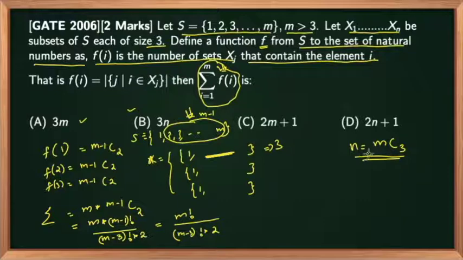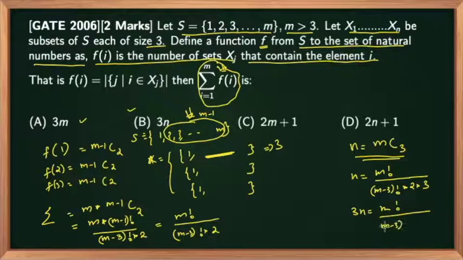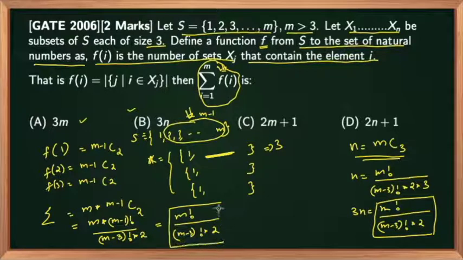So what we know is n is equal to mC3. So n is equal to m factorial divided by (m minus 3) factorial into 2 into 3, right? From this, I can say that 3n should be equal to m factorial divided by (m minus 3) factorial into 2. That is what we have here, so that should be equal to 3n. So the answer should be 3n.